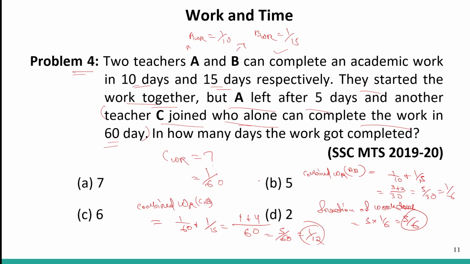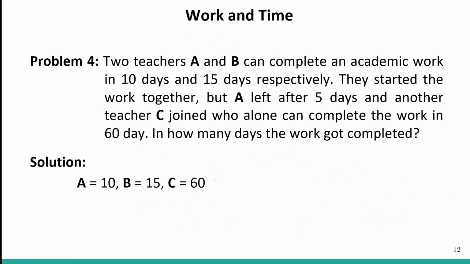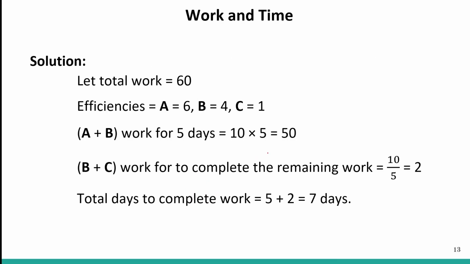So how much time will they take to complete 1/6 of the work with the combined work rate of 1 by 12? It will be 12 by 6. So this much amount of time they will take. Okay, so A is equal to 10, B is equal to 15, C is equal to 60. So the total is 60. Efficiency of A is equal to 6, B is equal to 4, C is equal to 1.